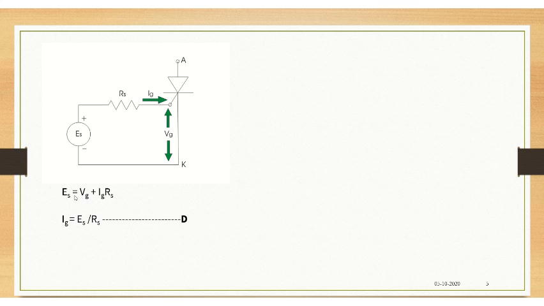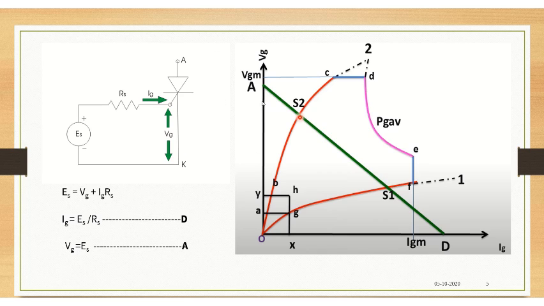So what would be the value in this equation? If IG is equal to 0, VG will be equal to ES. I will call that point A. So when I plot the coordinates A and D on the x-axis and the y-axis, see, my D is here, which is my IG point, with the value ES by RS, and my VG is equal to ES somewhere here.